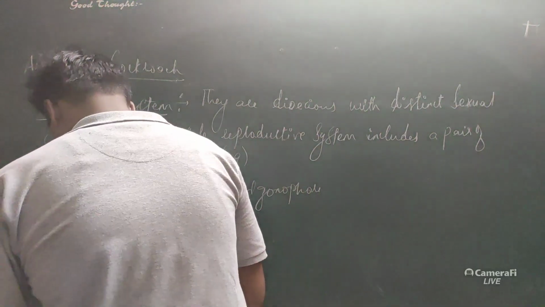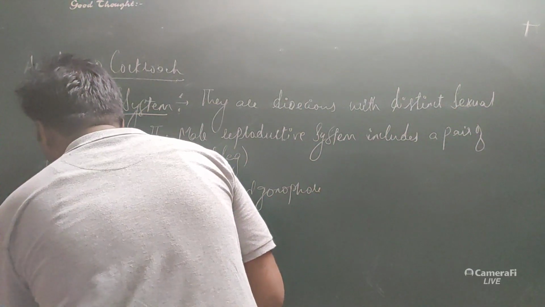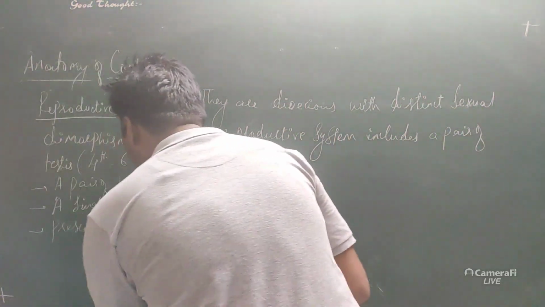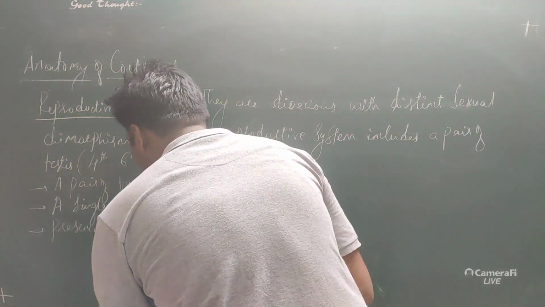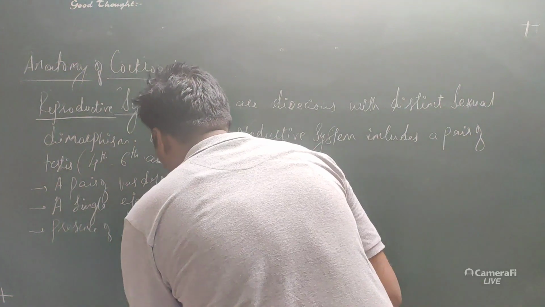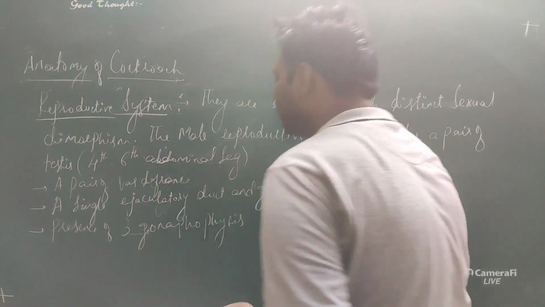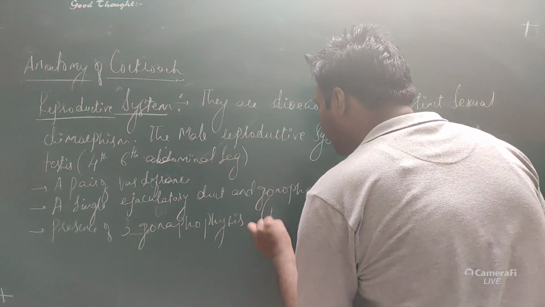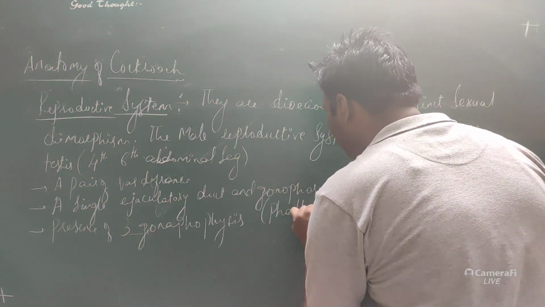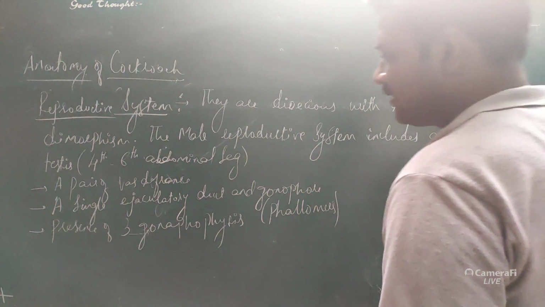The next, presence of three gonapophyses, which are also referred to as phallomeres. Okay, so that is the three gonapophyses.